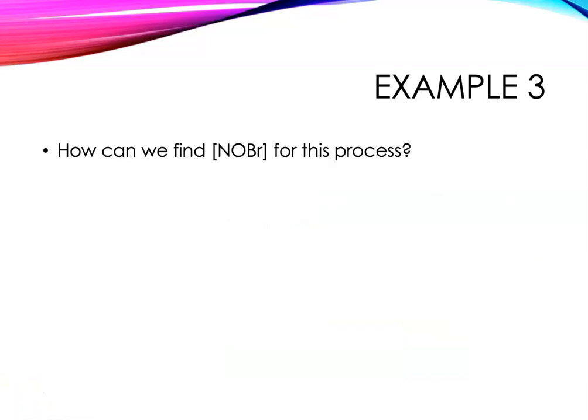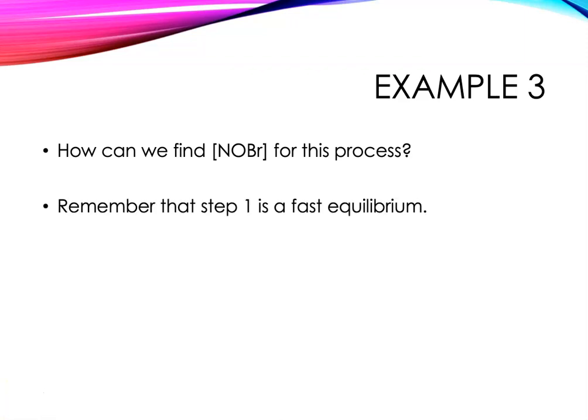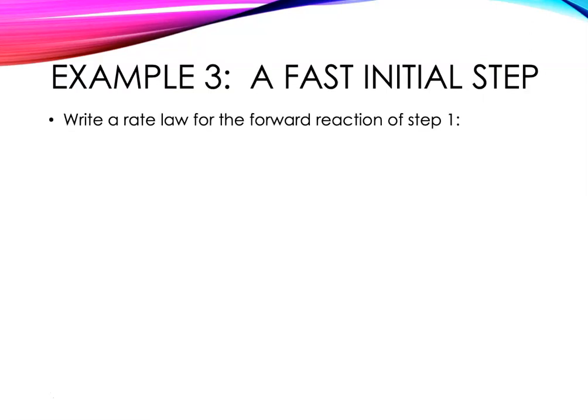Well, really, it all boils down to the fact that the first step is a fast equilibrium. So we can actually use that to figure it out. So, all right, at equilibrium, the rate of the forward reaction equals the rate of the reverse reaction. That's what it means to be at equilibrium. And that's a whole unit of study all by itself. So we can write a rate law for the forward reaction of step 1. And here it is, right?